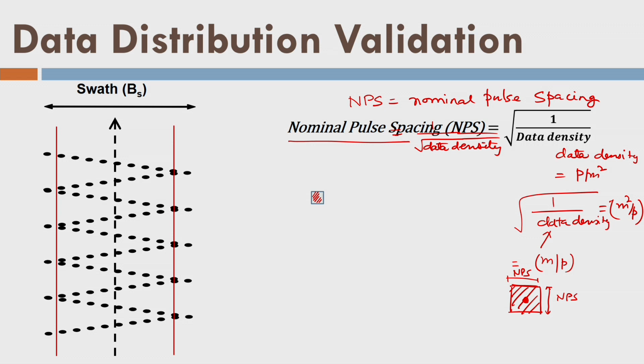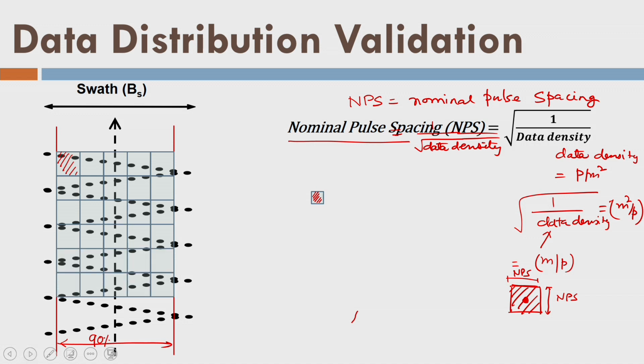Now I will take the 90% of the swath. This is the 90% of the swath. Now I will divide this 90% into boxes of NPS size. How many boxes are there? I can see here, 1, 2, 3, 4, 5. Okay, so let us put these boxes in the center 90% swath. Now we'll check that each and every box should have one lidar data point.